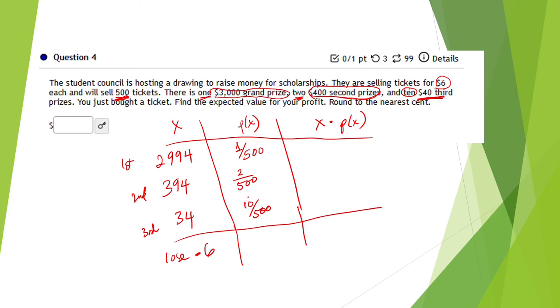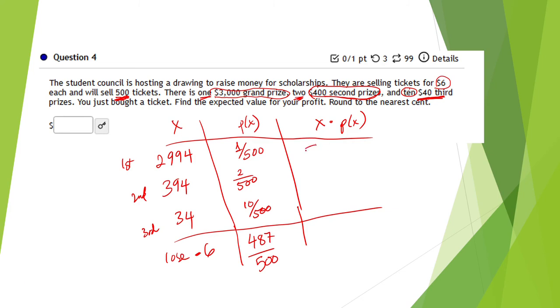So I'll subtract 500 minus 13 and I get 487. So we know there's 487 people that's not going to win anything out of 500. Again, we have 1 plus 2 plus 10, a total of 13 winners. And subtract that from 500, we know there's 487 losers that don't win anything.